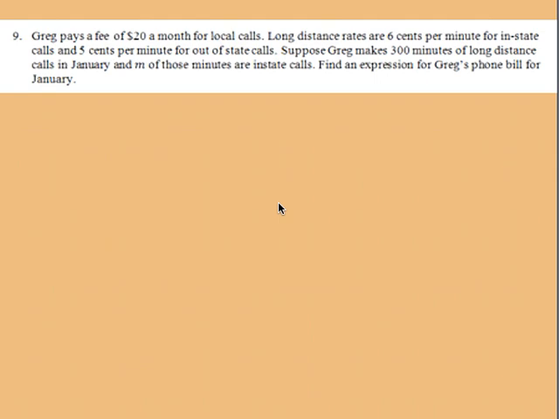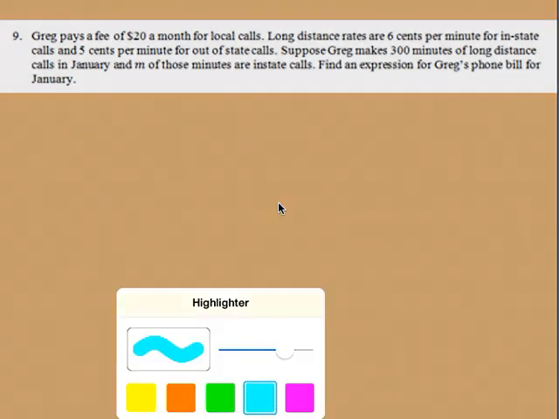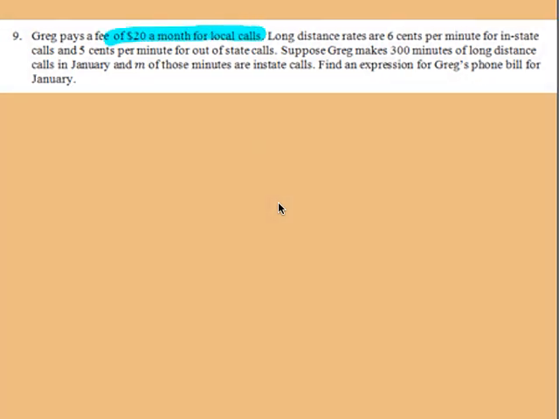All right, so let's take a look at this word problem in number 9. It says that Greg pays a fee of $20 per month for local calls. Long distance is 6 cents per minute for in-state calls and 5 cents per minute for out-of-state calls. So he has a total of 300 minutes of long distance calls in January. M of those are going to be in-state calls.